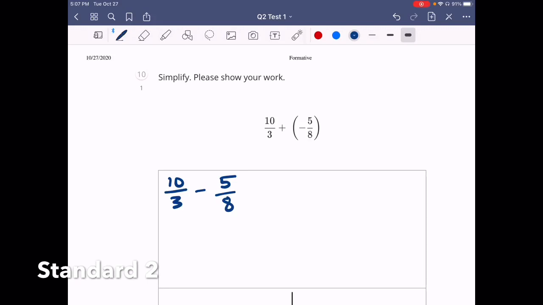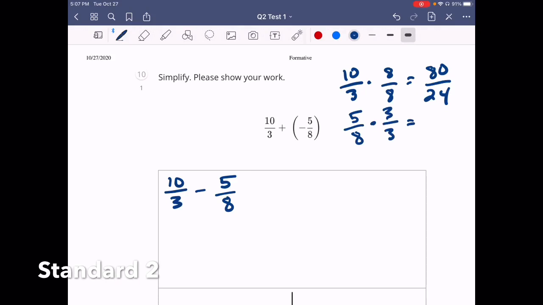And when in doubt, just multiply each fraction by a giant 1 with the other fraction's denominator. So I have 8 over 8, which gives me 80/24, because I multiply straight across. And then I have 5/8 times, I'm going to use this denominator as 3 over 3, and that gives me 15/24.